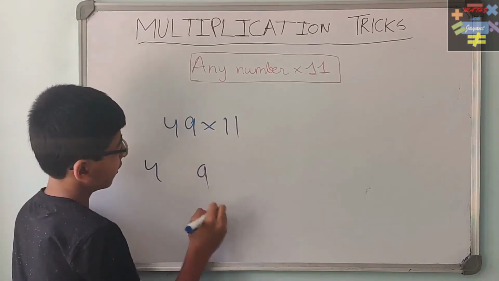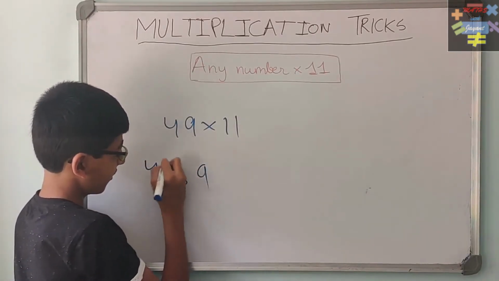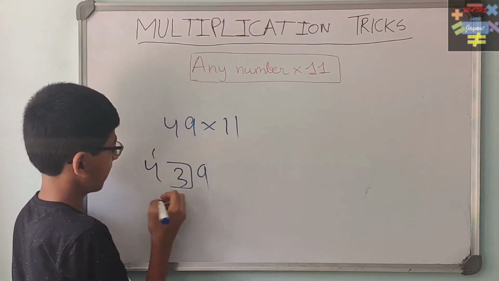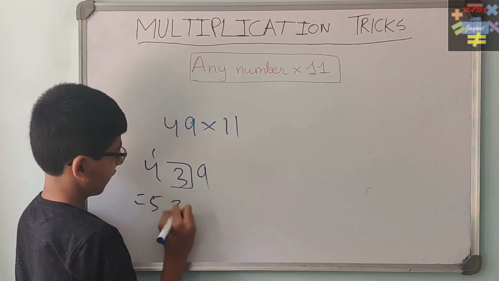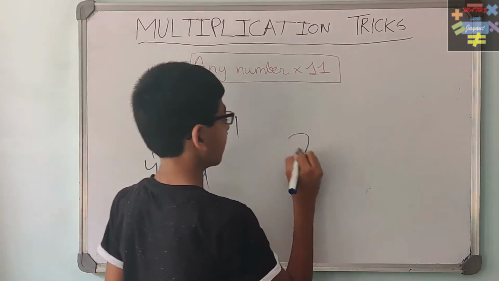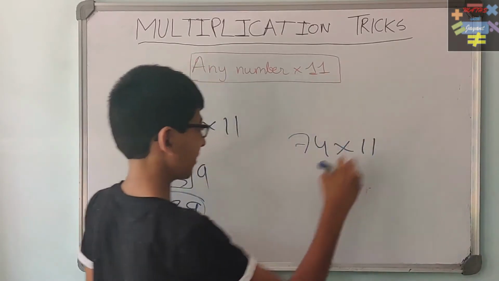4 over here, 9 over here, 4 plus 9, 13. Whenever the number is 10 or more, this one goes carry forward with the next one. 1 plus 4 gives us 5, now write 3 and 9 as it is. Answer is 539. Let's solve 74 into 11.